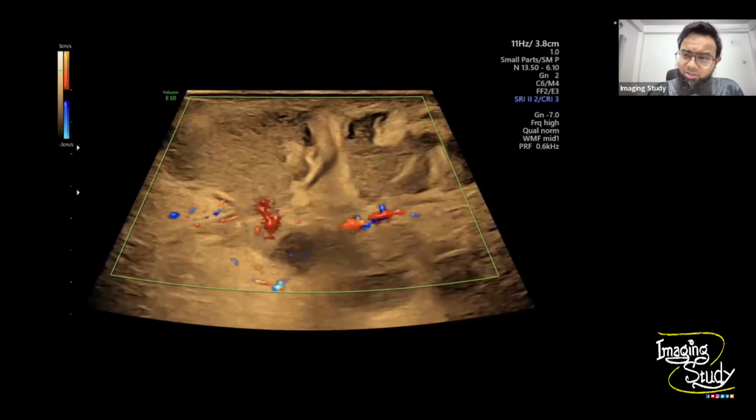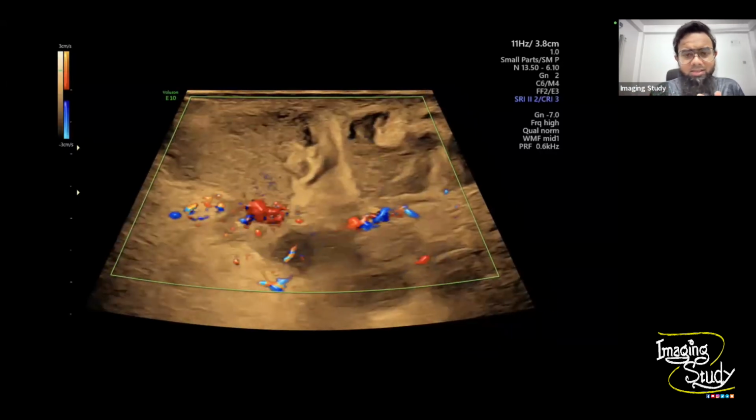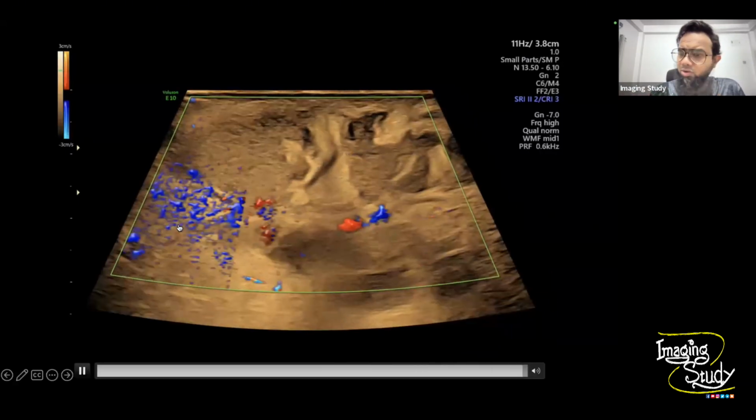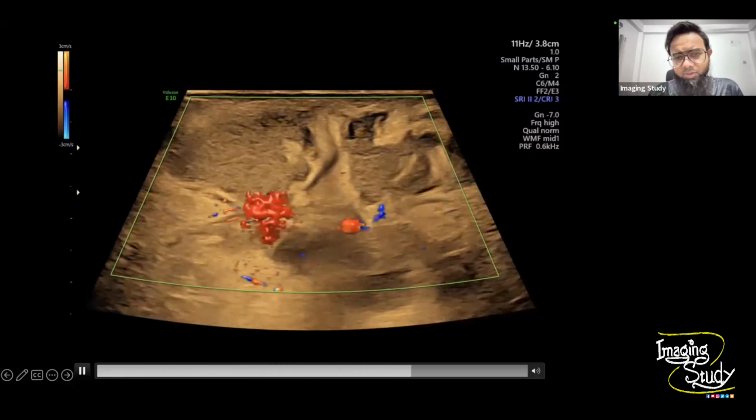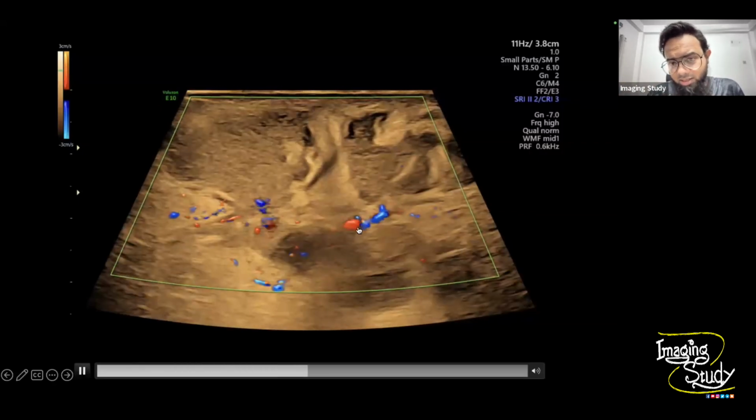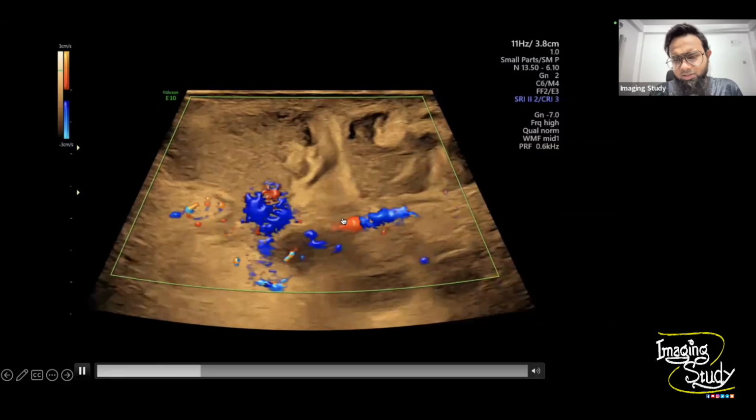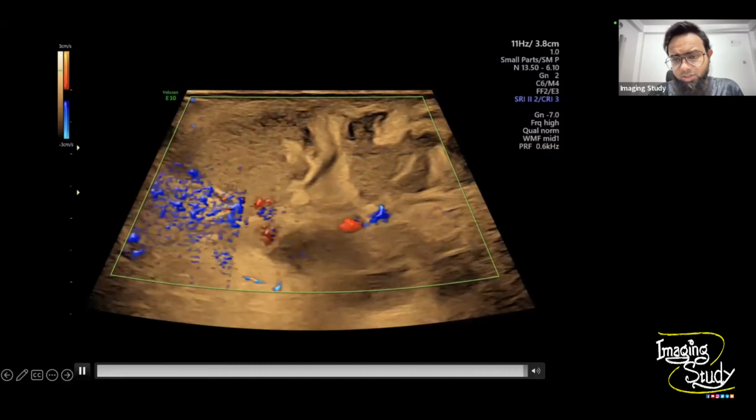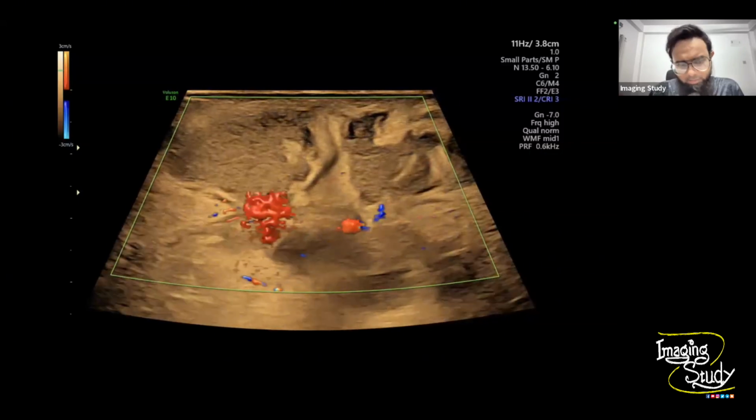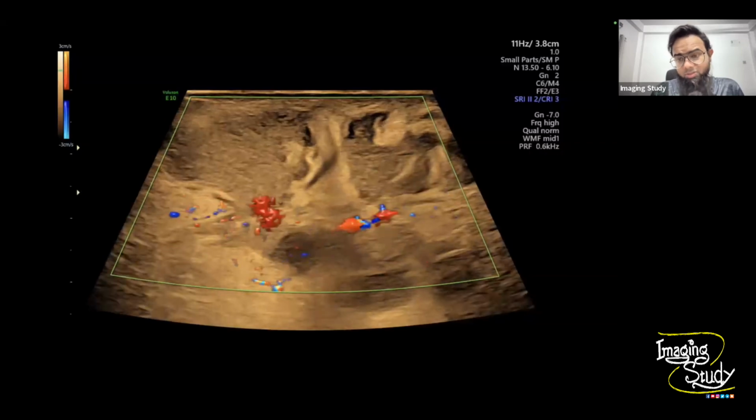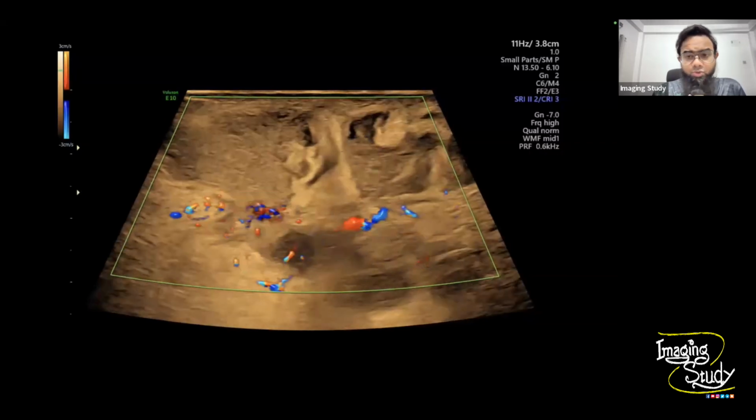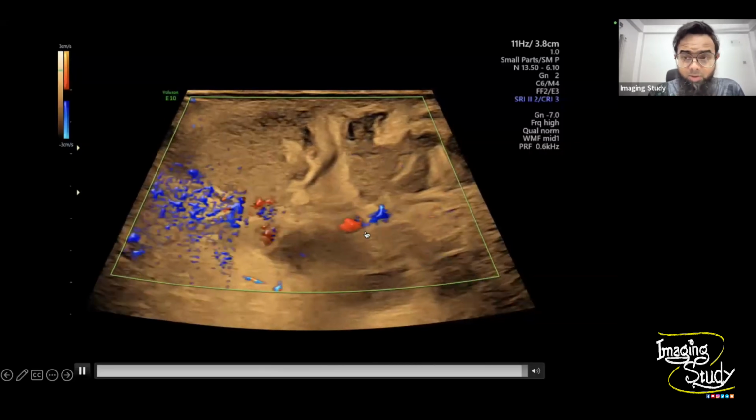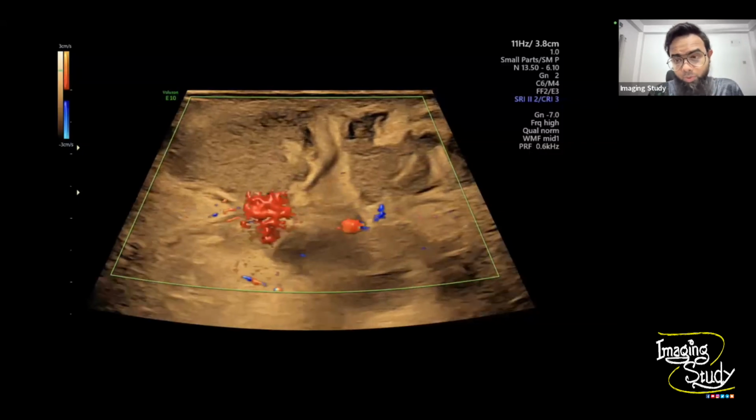So we'll see that. Let's put some Doppler. Now on Doppler, you can see surrounding soft tissue high vascularity. That is obvious for an abscess. And you can see there is a prominent vessel over here. This should be the inferior epigastric vessel, which is located at this point where I have just put the probe. So you should be careful about that, and you should note that in your report.